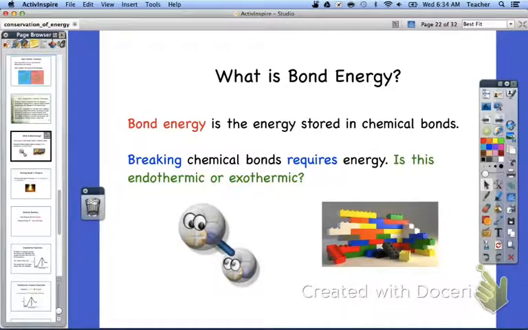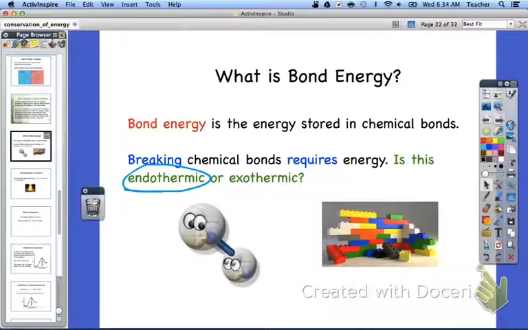So we have to start then by talking about bond energy, because if your goal is to show that the energy changes are a result of changes in bond energy, you have to know what bond energy is. And it's simply the energy that's stored in chemical bonds. In order to break a chemical bond, energy is required. Because energy is required, that particular situation would be endothermic. So what you should write down from this slide is that bond energy is the energy stored in chemical bonds, and that breaking bonds requires energy and therefore is an endothermic reaction.